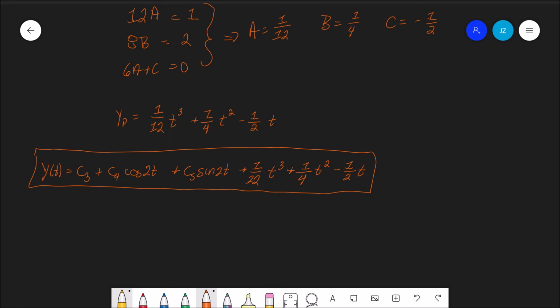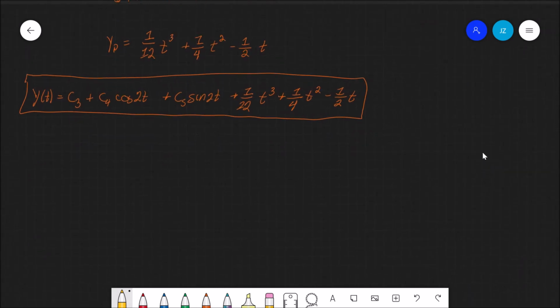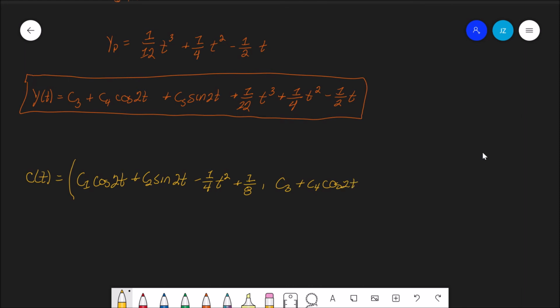We now have our two solutions. So our solution vector, let's call it x of t, is c1 cosine 2t plus c2 sine 2t minus a 1/4 t squared plus an 1/8, and then our y, c3 plus c4 cosine 2t plus c5 sine 2t plus a 12th t cubed plus a 4th t squared minus a 1/2 t. And that is our solution vector.